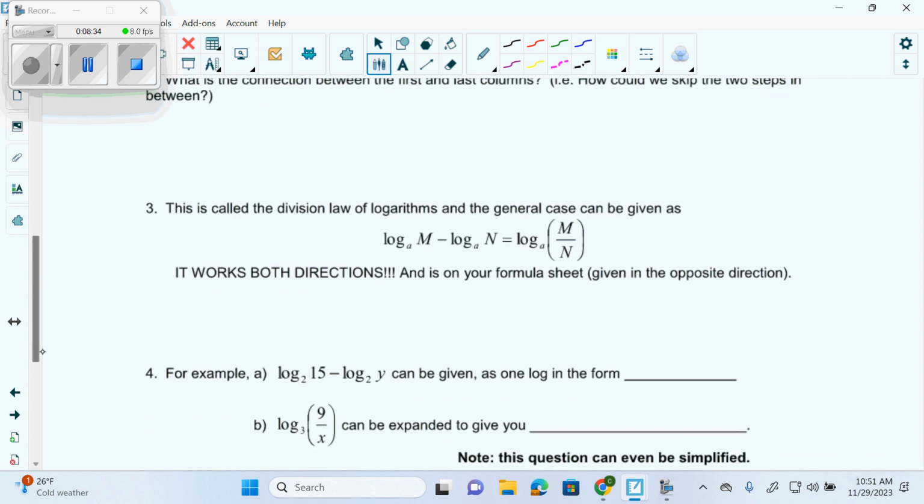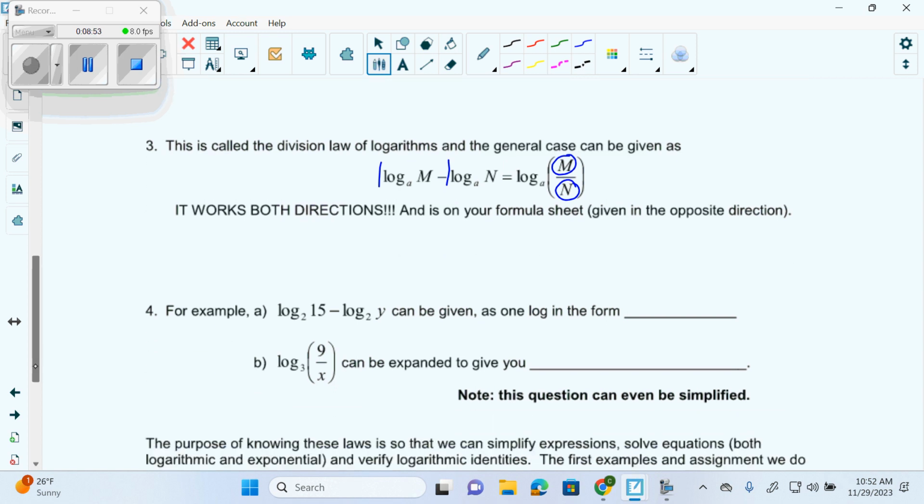So here it shows that quotient rule. Log base a of m minus log base a of n, positive 1, negative 1. The m went in the numerator and the n went in the denominator. Once again, it works in both directions, so if I have two things divided, I can separate them with a subtraction. And we might have more than just 2 logs put together after this. Well, we will have more than one.